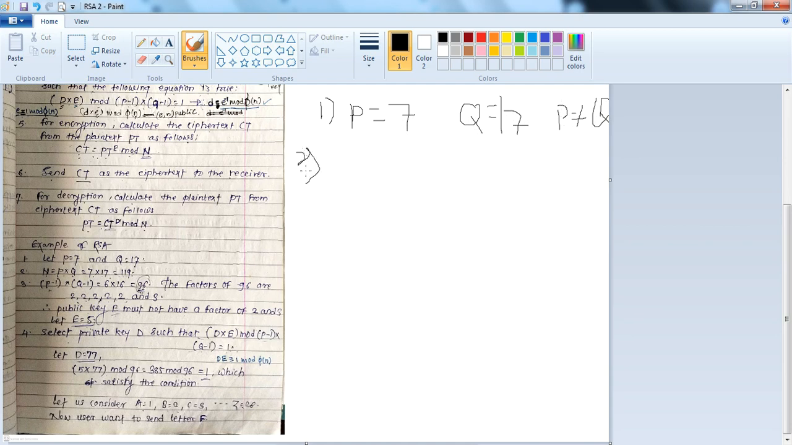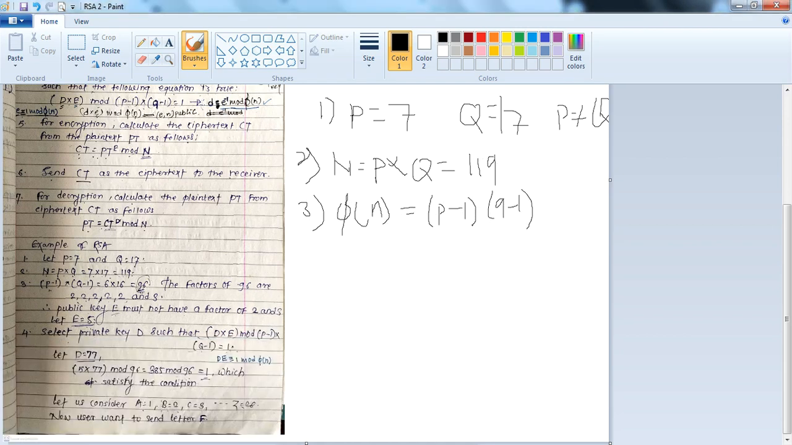Then step 2: calculate n, which is P into Q. The value of n is 119. Then the third step: calculate phi of n. It comes with the Euler totient function, phi of n, where n is P into Q. That's why it comes with P minus 1 and Q minus 1, because of the totient function.